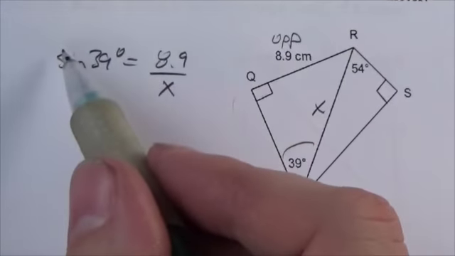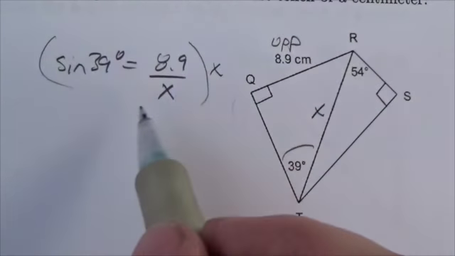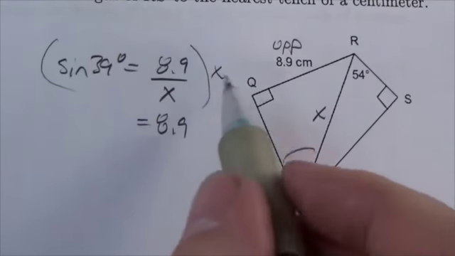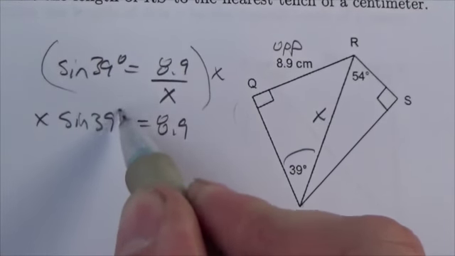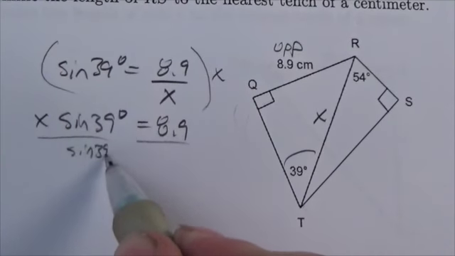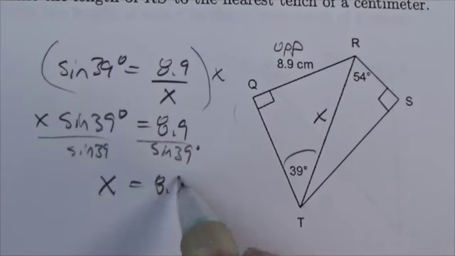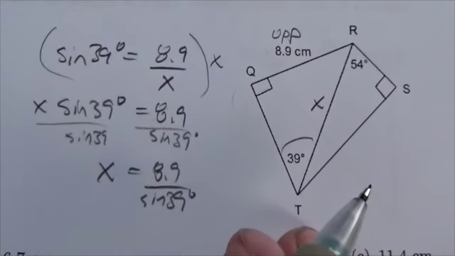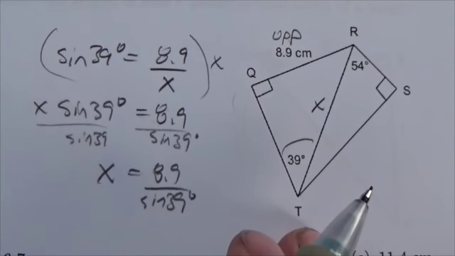Now how do I get x out of this? Well, I'm going to multiply both sides of the equation through by x. That unknown represents the hypotenuse. On the right-hand side, it will just cancel. But on the left-hand side, I will get x times the sine of 39. Now I'm going to divide both sides here by the sine of 39 degrees to get that over there. So x is going to equal 8.9 over the sine of 39 degrees. I will do this on my calculator, 8.9 divided by the sine of 39 degrees.